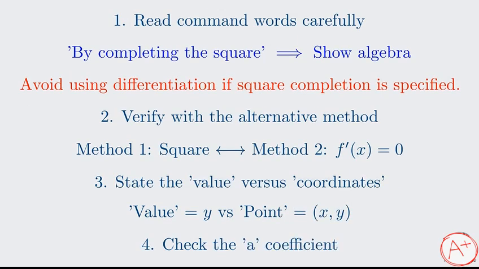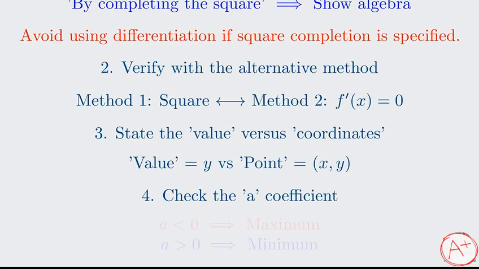Finally, always do a quick reality check. If your a is negative and you've labeled your point a minimum, you've made a sign error. This simple check takes 2 seconds and can save you from a major mistake.